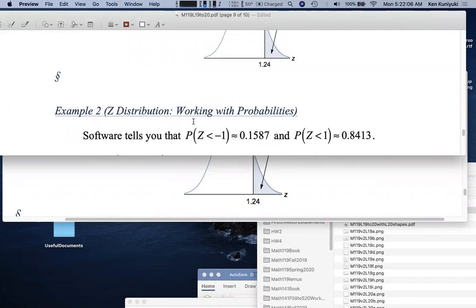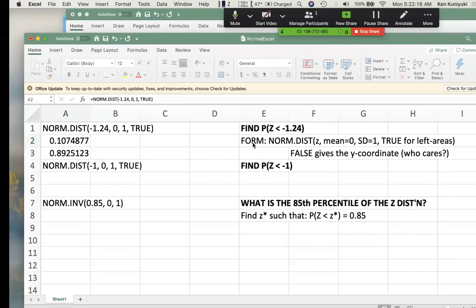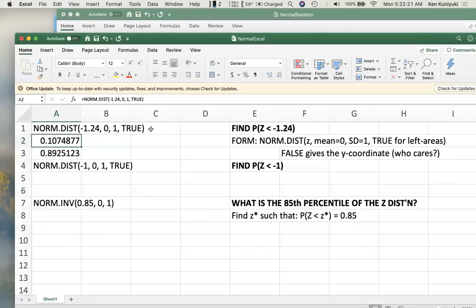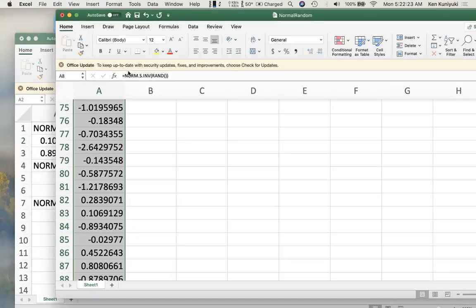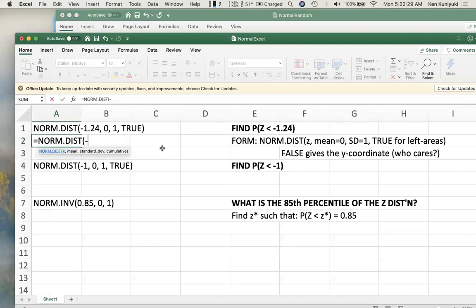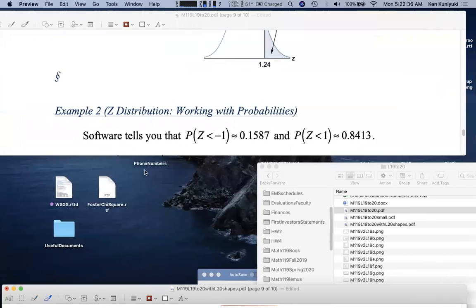So, going on to example 2, what about an in-between probability? Software tells you that the probability that z is less than -1 is about 0.1587. You could have either Excel or websites demonstrate that for you. In fact, we can do that very quickly. Let's do NORM.DIST(-1, 0, 1, TRUE), about 0.1587.